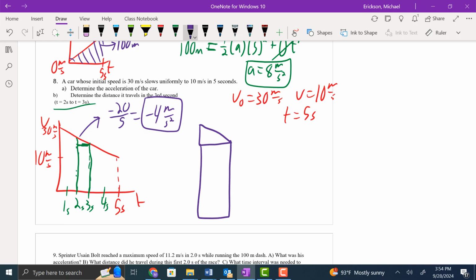Now the base of these shapes, we're at 2 seconds and 3 seconds. And the base of the triangle, there's 0 meters per second here. And there's a speed here, and there's a speed here. This speed, if I remember back on the slope, is whatever my velocity is at 3 seconds. And this speed is whatever my velocity is at 2 seconds.